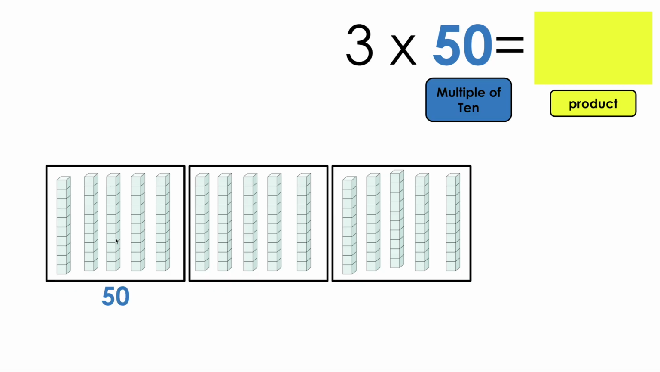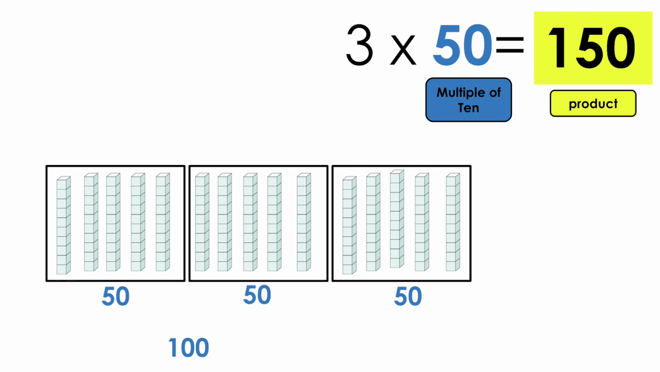We know this is 50 and this is 50. We know 50 plus 50 is 100. And 100 plus 50 more is 150. We know the product is 150. Or we can just count by tens. Ready? 10, 20, 30, 40, 50, 60, 70, 80, 90, 100, 110, 120, 130, 140, 150.